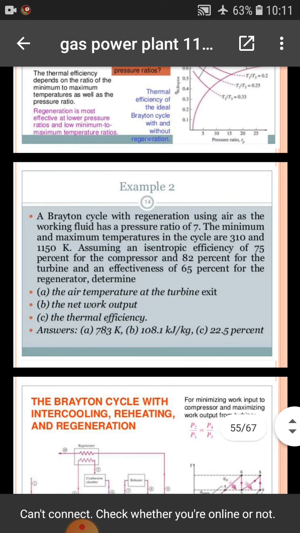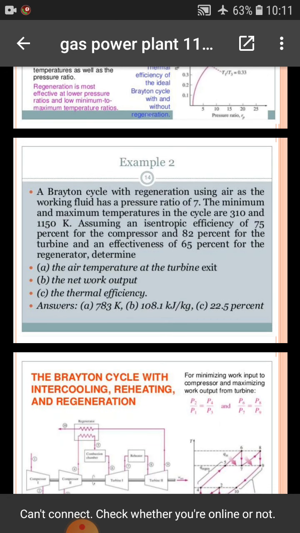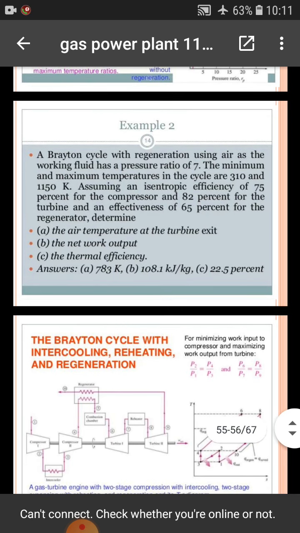Solve this example. A Brayton cycle with regeneration using air as the working fluid has a pressure ratio of 7. The minimum and maximum temperatures in the cycle are 310 and 1150 Kelvin. Assume an isentropic efficiency of 75% for the compressor and 82% for the turbine, and an effectiveness of 65% for the regenerator. Determine A. the air temperature at the turbine exit, B. the net work output, C. the thermal efficiency.